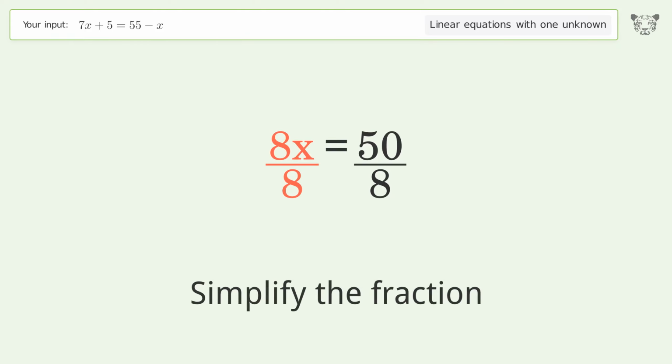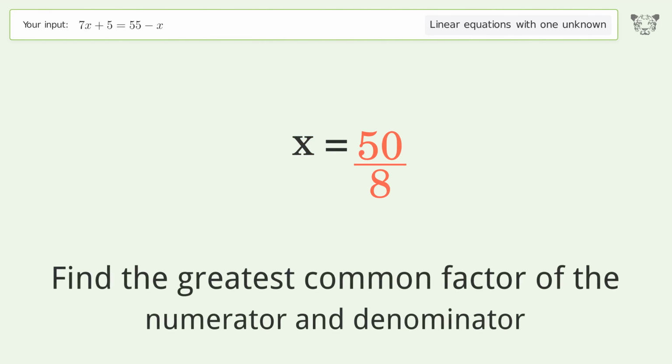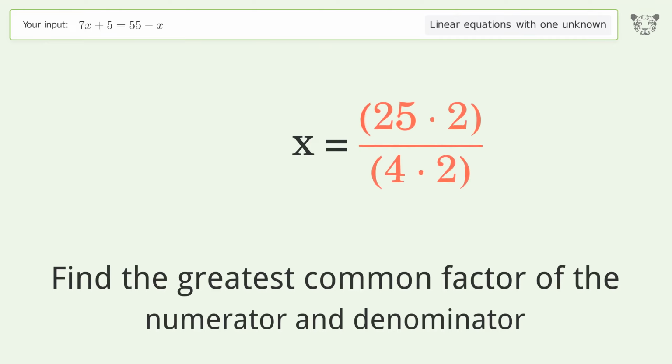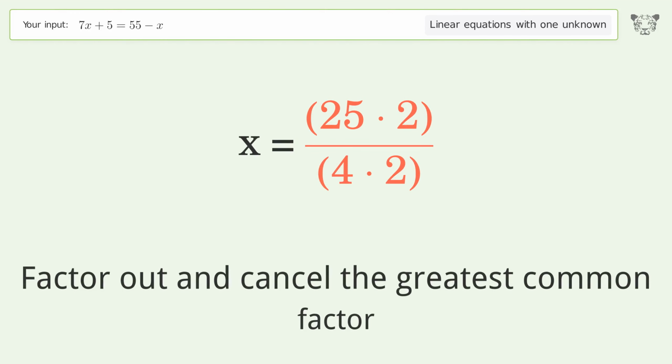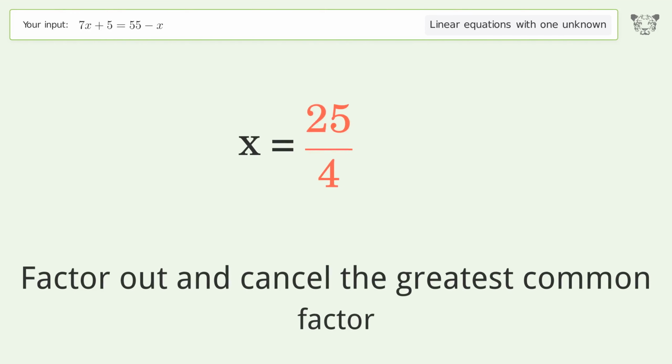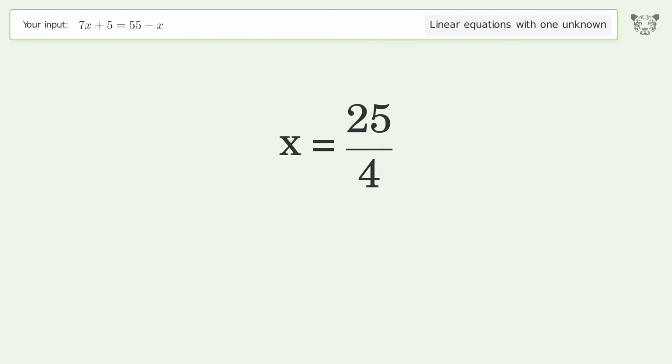Simplify the fraction. Find the greatest common factor of the numerator and denominator. Factor out and cancel the greatest common factor. And so the final result is x equals 25/4.